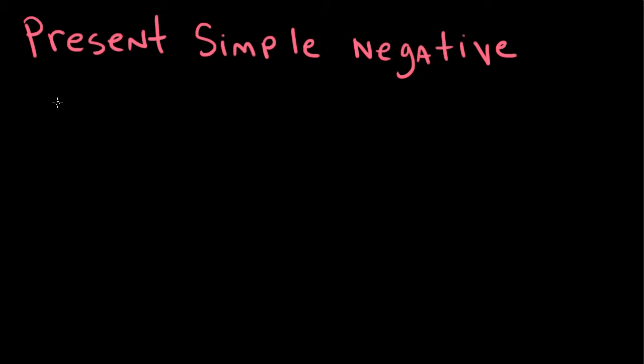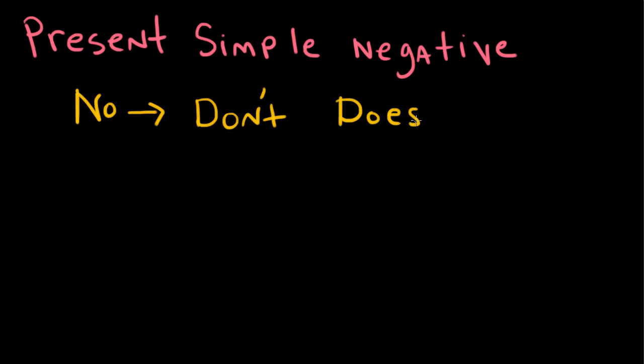We use the present simple negative to talk about things that are in the negative. In other words, to say no. Something is in the negative. So we use the auxiliary verb don't or doesn't. Let's look at the pronouns and see how we use this verb, don't or doesn't, with each of the pronouns.